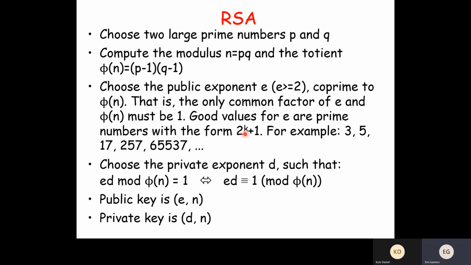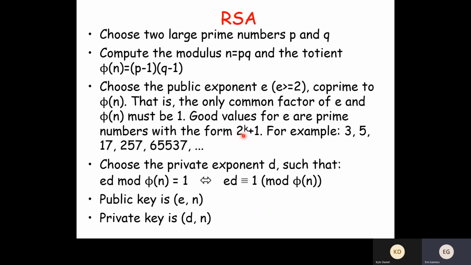So let's say we put k as 1: 2 to the 1 is 2, 2 plus 1 is 3, and it's a prime number. If we put k as 2, 2 squared plus 1 is 4 plus 1, which is 5, and it's a prime number. If we put k as 3, 2 to the 3 is 8, and 8 plus 1 is 9. It is not in the list because it's not a prime number. Let's try the next one. If we put k as 4, 2 to the 4 is 16, 16 plus 1 is 17, and 17 is a prime number.